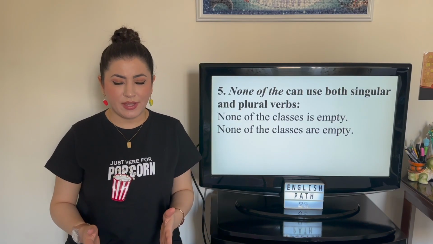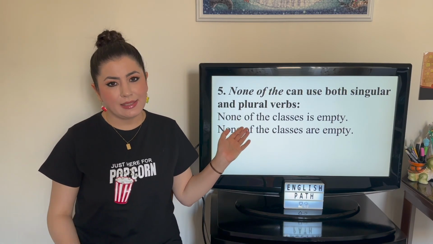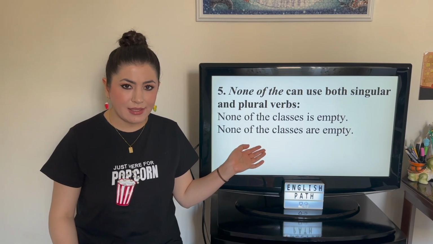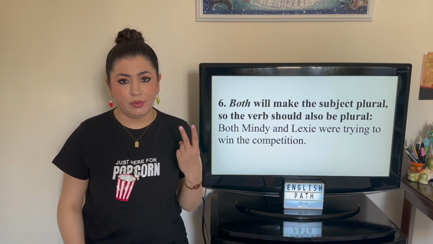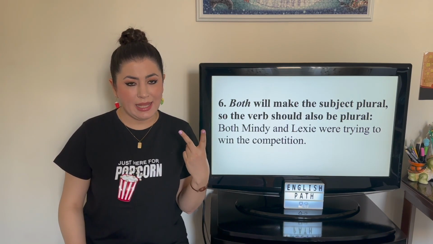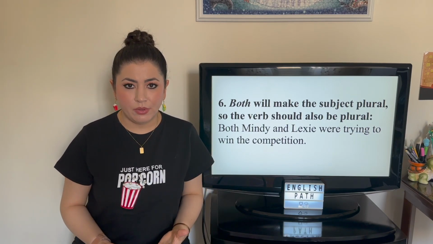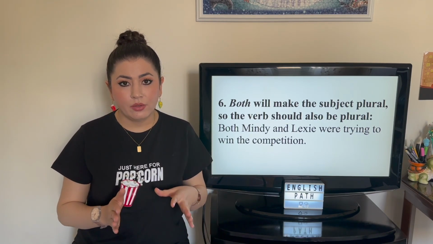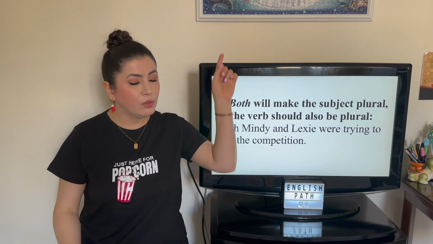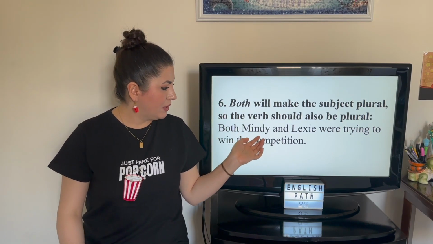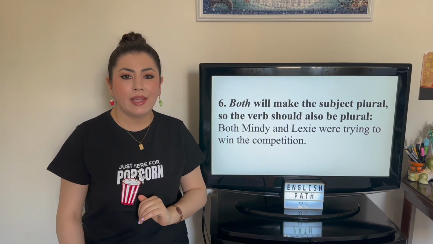You can use none of the with both singular and plural verbs, like, none of the classes is empty, or none of the classes are empty. They're both correct. And both will make your subject plural. For example, both person A and person B, so 2 people, right? So the verb has to be plural. I have a lesson on coordination in English, both and, either or, neither nor, not only but also, and you can watch it here. So the example is, both Mindy and Lexi, 2 people, were trying to win the competition.